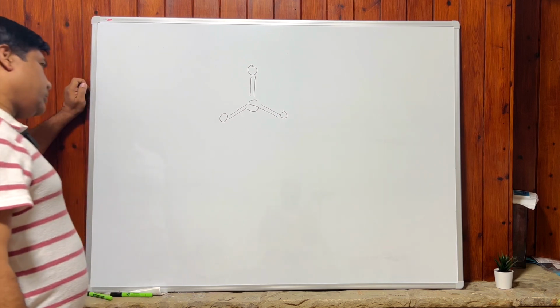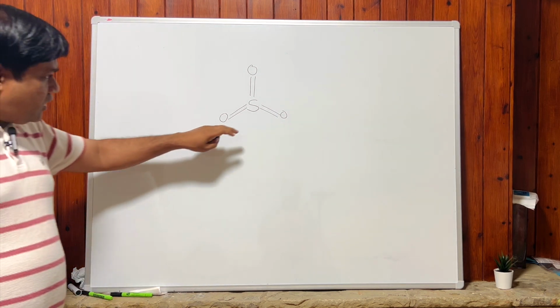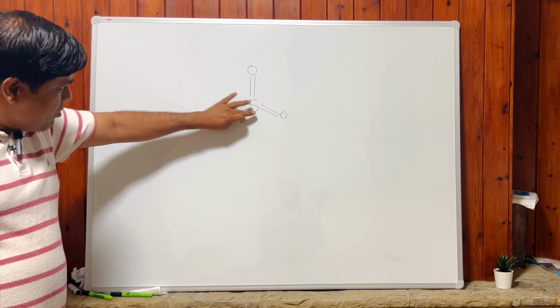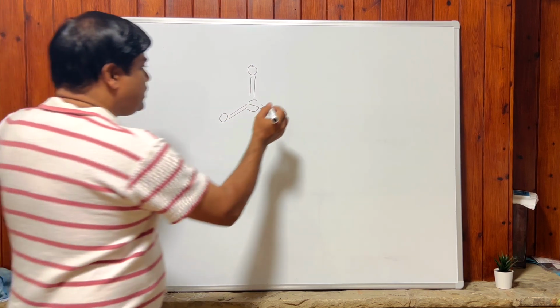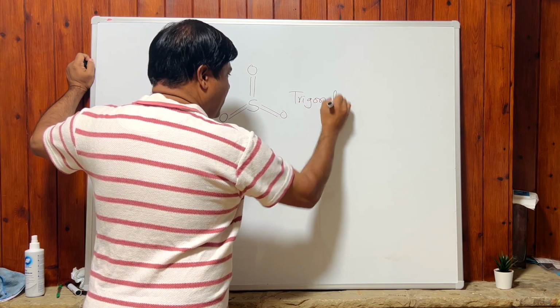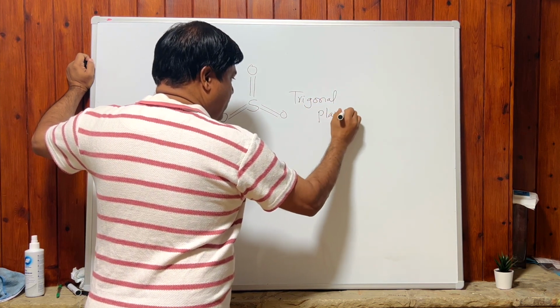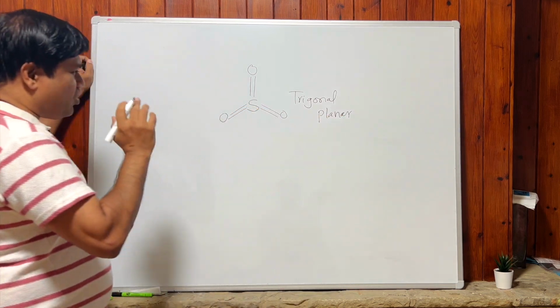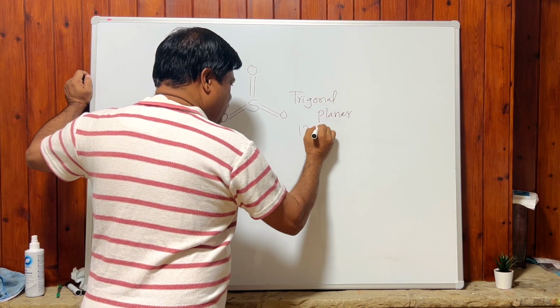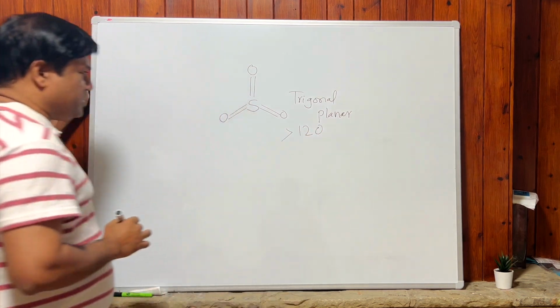Oxygen is divalent, so it always makes a double bond with the sulfur. SO3, I told you, 3 bond pairs and no lone pair. I told you you have to ignore the pi bond. Trigonal planar. But the bond angle is not exactly 120. It's greater than 120. So you can put greater than 120 degree.